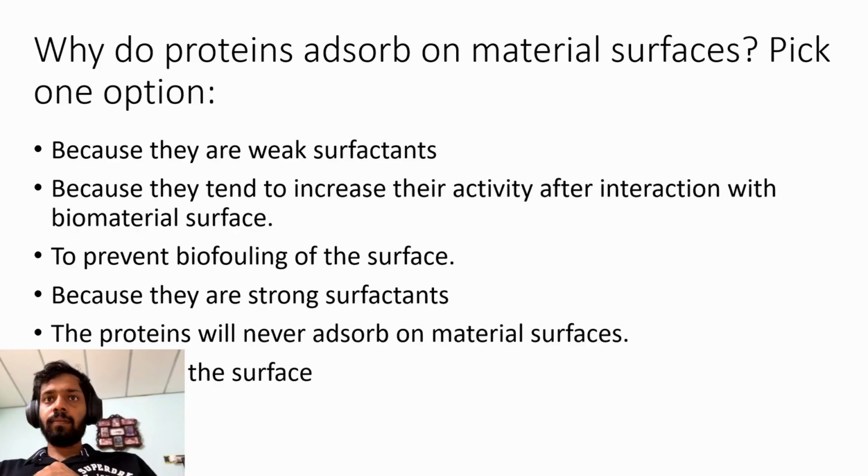So the first question reads: Why do proteins absorb on material surfaces? Pick one option. Because they are weak surfactants, because they tend to increase their activity after interaction with biomaterial surface, to prevent biofouling of the surface, because they are strong surfactants, the proteins will never adsorb on material surfaces, or to decorate the surface. So, why do proteins adsorb on material surfaces? Let's go through the options. We'll start from the bottom.